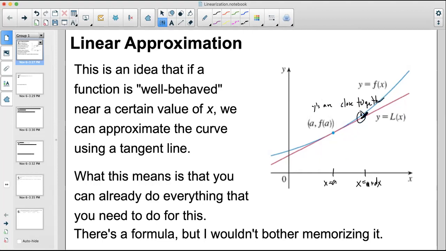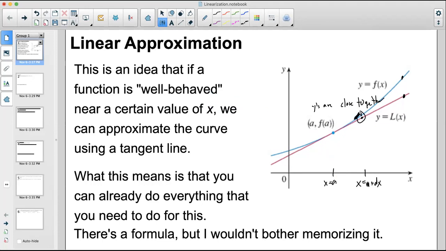And so the line is a decent approximation for the curve when you're pretty close to a. As you get farther away from a, like if you're way over here, this is the value of y on the line, and this is the value of y on the curve, and those aren't so close together. But if you stay pretty close to here, then the line is going to be pretty close to the curve, and so it's going to be a pretty good approximation.